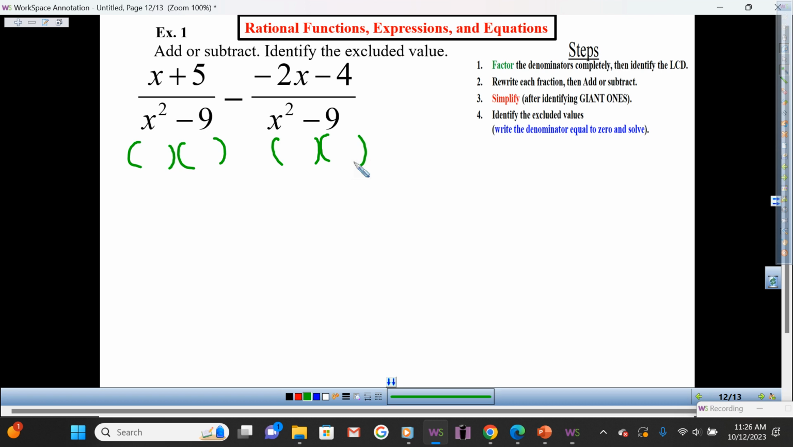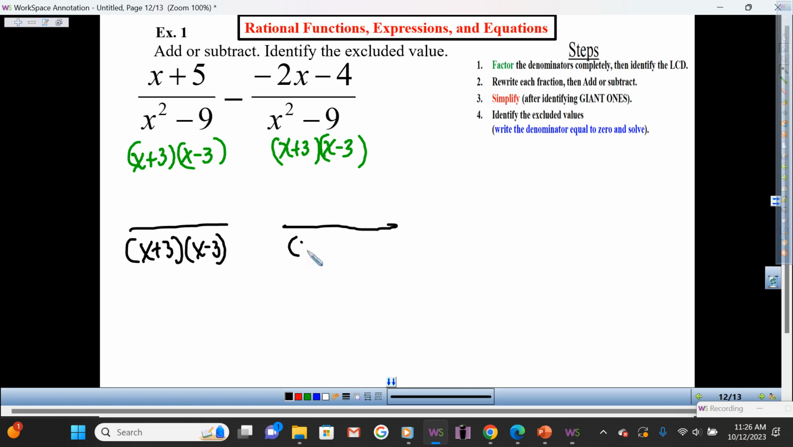All right. Looks like Selena's got it. Very good, Selena. Factors, what are they? X plus 3, x minus 3. So what do you guys notice? That they are the same, yes? So I'm going to bring those down so I can rewrite my two fractions with those denominators. X plus 3, x minus 3, x plus 3, x minus 3.